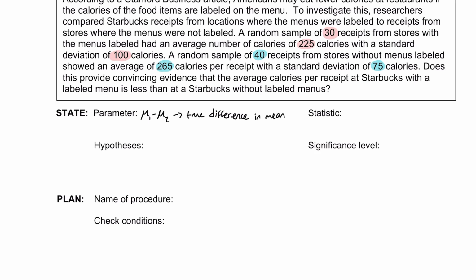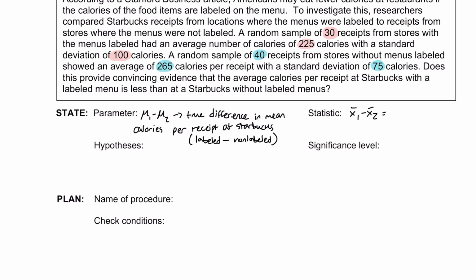in mean calories per receipt at Starbucks. And you always want to indicate how we're subtracting. So we're going to do labeled minus non-labeled. Our statistic for this case is going to be x bar 1 minus x bar 2.